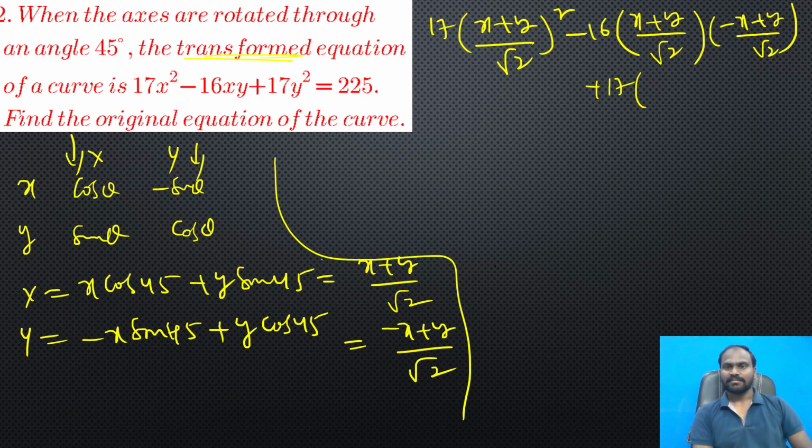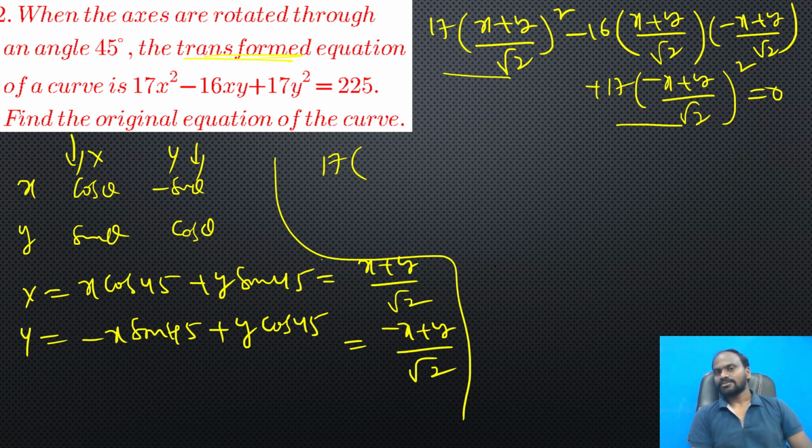Minus (x plus y by √2) whole square is equals to 0. Here, if you take the first and last terms with 17 common, it is like (a plus b) whole square and (a minus b) whole square. So (a plus b) whole square plus (a minus b) whole square is what? 2 times of a square plus b square.